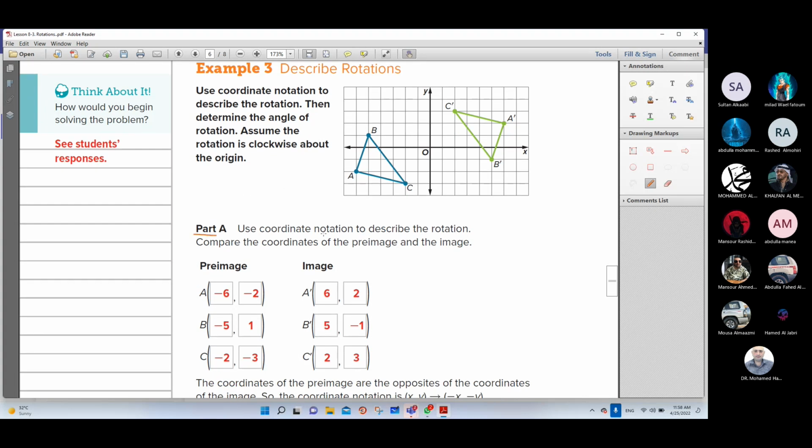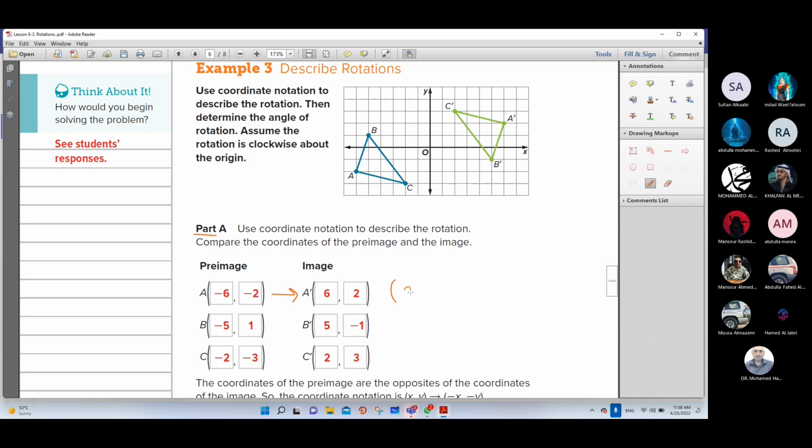So part A, use coordinate notation to describe the rotation. Compare the coordinates of the pre-image and the image. In the first step, write the coordinates of the image and write the coordinates of the pre-image. So as you see here, A is (negative 6, negative 2). A prime will be (6, 2). Also, you can use the same idea to write B and B prime and C and C prime. Then compare A and A prime. As you see here, negative 6 becomes 6, and negative 2 becomes 2.